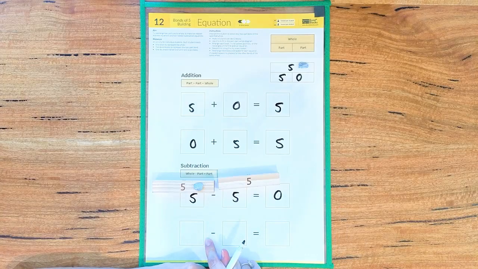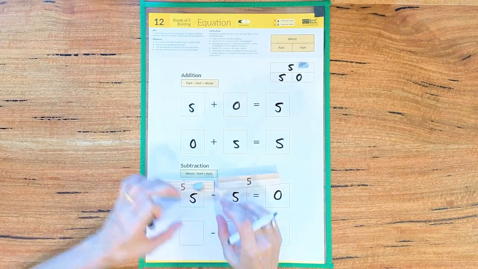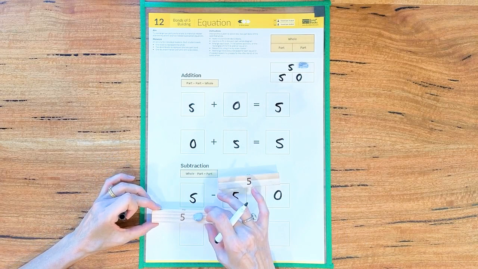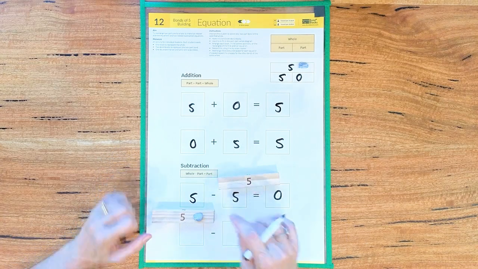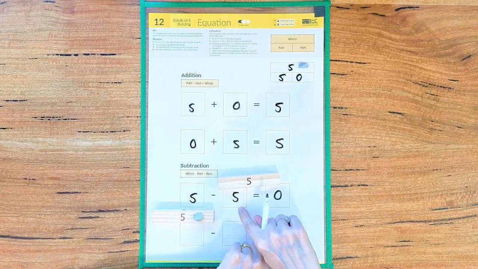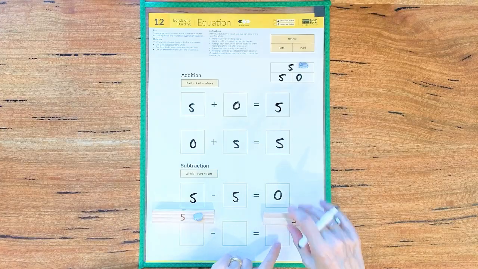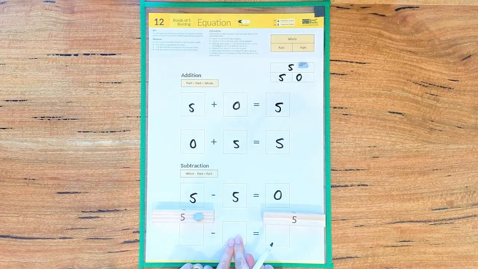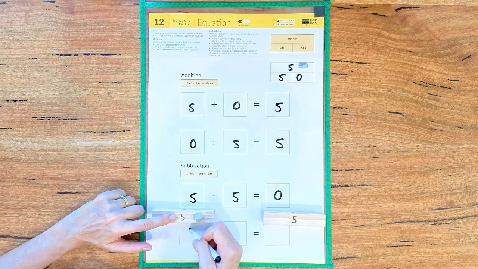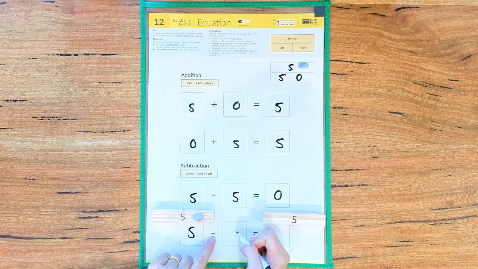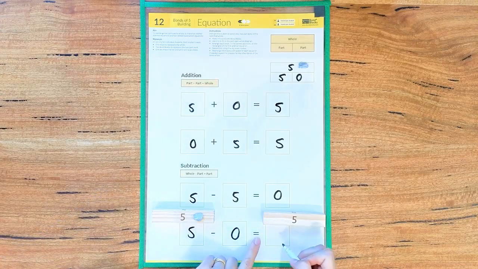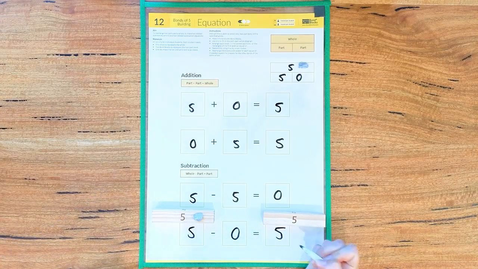When I write my second subtraction equation, I keep this whole in the same position, but I can swap the position of the parts with each other, and this one will be 0. So the whole of 5 subtract a part of 0 equals a part of 5.